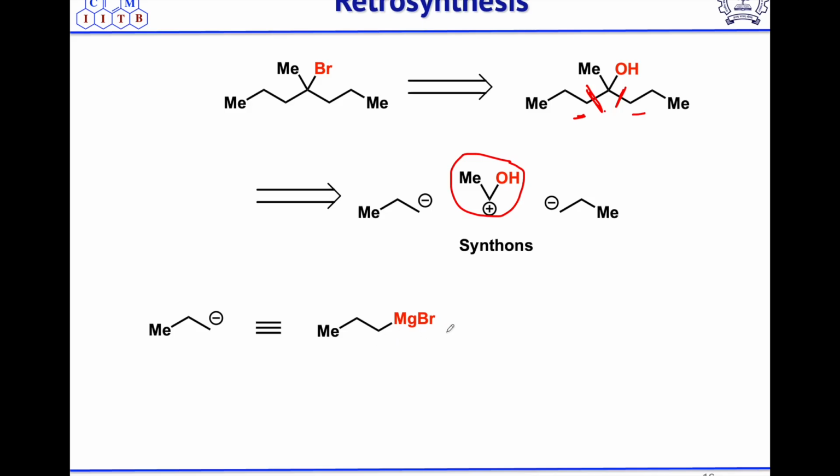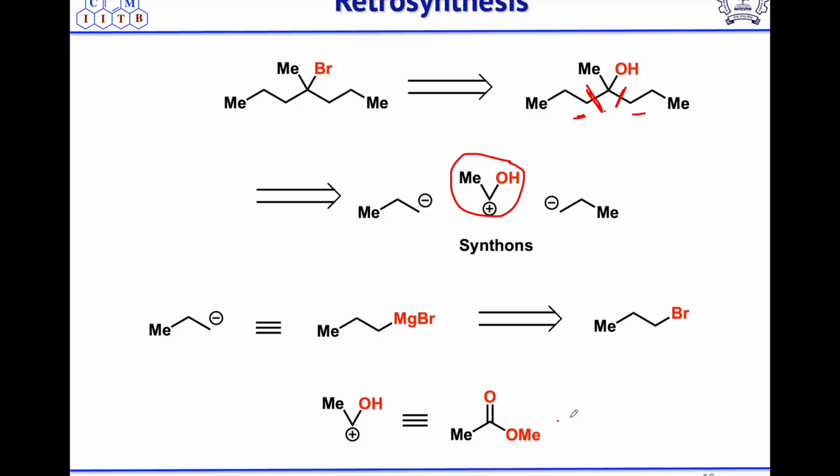And what will be the corresponding synthetic equivalent? Of course, it is this propyl bromide, or bromopropane, one-bromopropane you can say. And this is the donor synthon, right? So what will be the acceptor synthon? The acceptor synthon you can get from this ester derivative, the ester compound called methyl acetate.